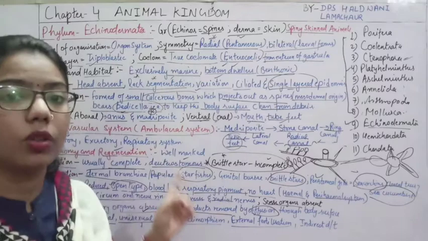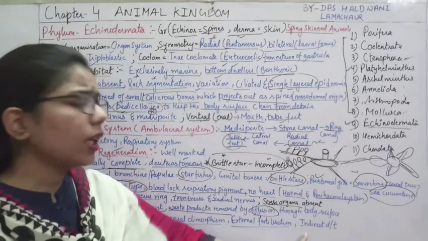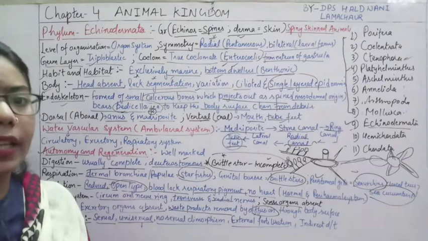In indirect development there will be formation of larval stage, and this larval stage will undergo metamorphosis. What is the meaning of metamorphosis? There will be some changes in the larval body. Okay, so there will be metamorphosis, and due to this metamorphosis it will transform into the adult animal. Okay, and here we know that the larval form is bilateral symmetry, right?